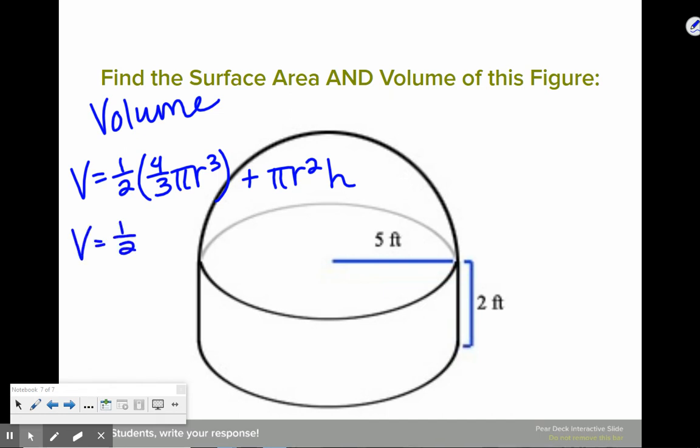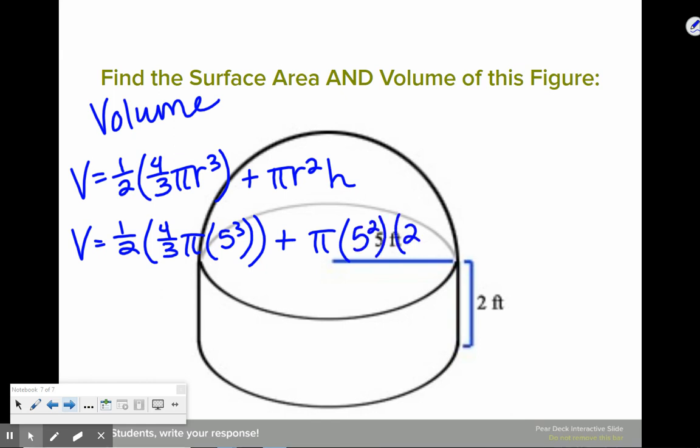Okay, so we plug in what we know. Radius is 5. I don't know why I said 3. I was thinking 3 squared is 5 squared, and then the height is 2. Then we can do some math here. You can multiply 1/2 times 4/3 times 5 to the 3rd power. I'm going to plug all that into my calculator as is. Hopefully it gives me a decent number. It gives me a decimal, which is fine. We'll use the decimal. I don't normally like decimals, but it is what it is.